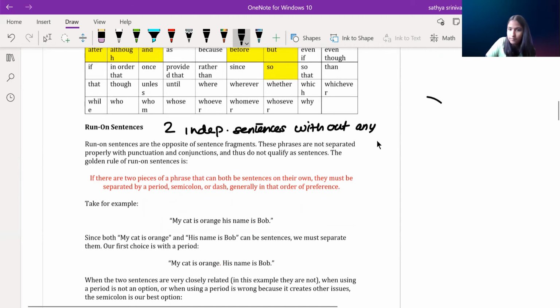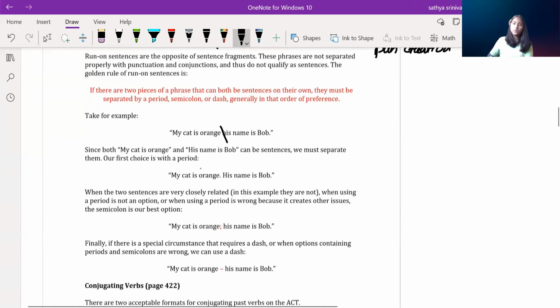Between. Like you need to have a comma or something that separates the two sentences, but in this case you don't, right? For example, my cat is orange, his name is Bob, right? These are two separate sentences. It can be like my cat is orange and his name is Bob, right? But since there isn't any punctuation in between that separates it, it becomes a run-on sentence.